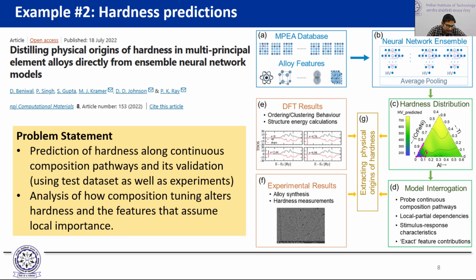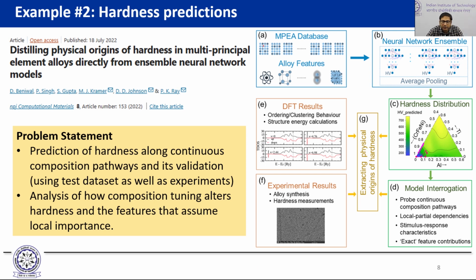We want to predict the hardness not just for discrete compositions, but along continuous composition pathways. And then these predictions will have to be validated, whether with a test data set or with experiments. After that, the interrogation part of the model really deals with how the composition tuning alters the hardness, and how the features assume importance locally. So the overall workflow for this particular example is shown on the right.